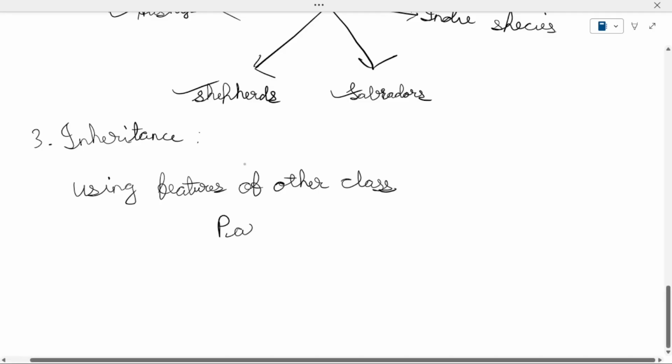You inherit from your parents, right? Children inherit their parents' features. You have read genes in biology, I hope so.